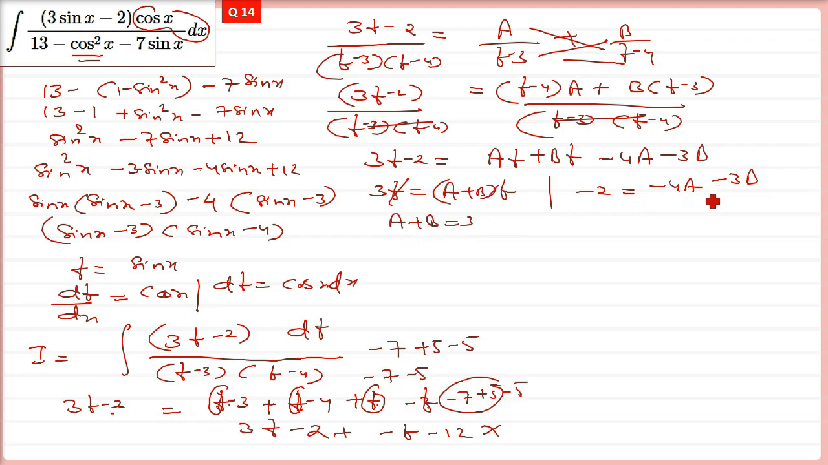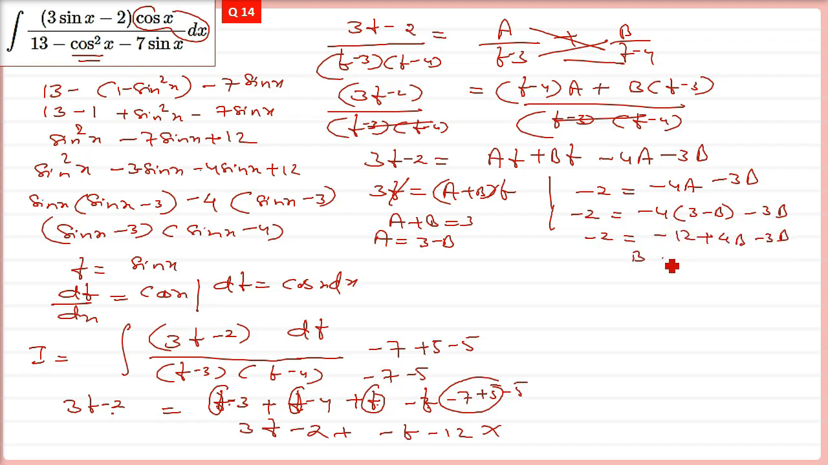Now you can just take a as 3 minus b, or b as 3 minus a, and put it in equation number 2, which is on the right-hand side. So negative 2, I have taken a as 3 minus b, so negative 4 into 3 minus b plus 3b... negative 2 will be negative 12 plus 4b minus 3b.